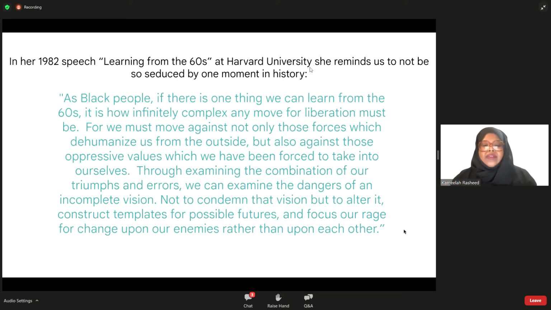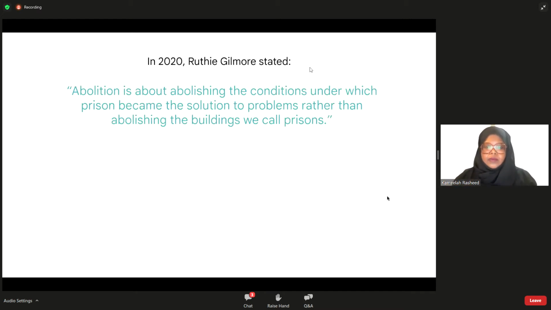And if the work is not finished, what does that mean for what we still have in front of us now? I also want to bring in this excerpt from Ruthie Gilmore, who is an abolitionist who talks a lot about the relationship between the carceral politics of prisons and geography within the US. And she writes, abolition is about abolishing the conditions under which prison became the solution to problems, rather than abolishing the buildings we call prisons.